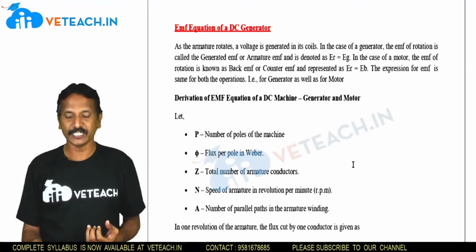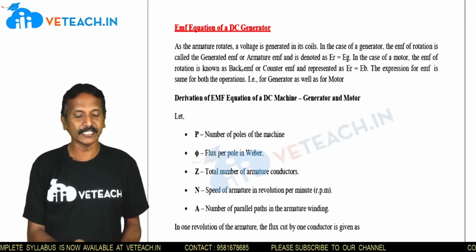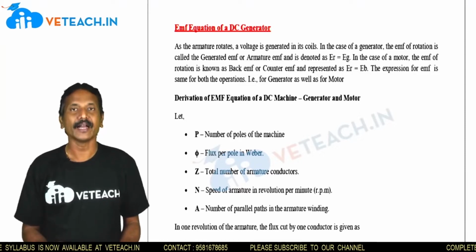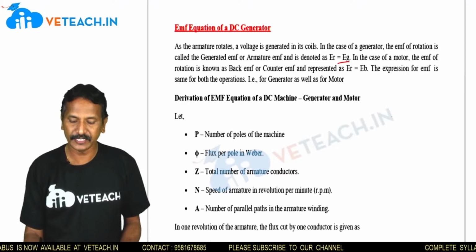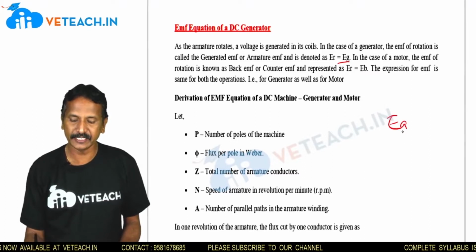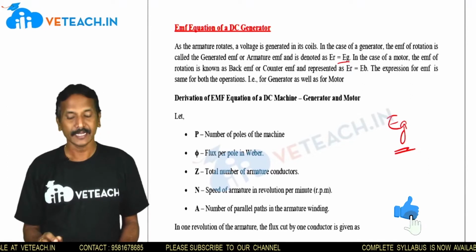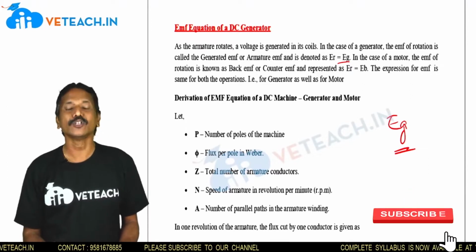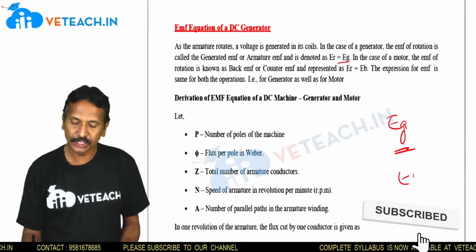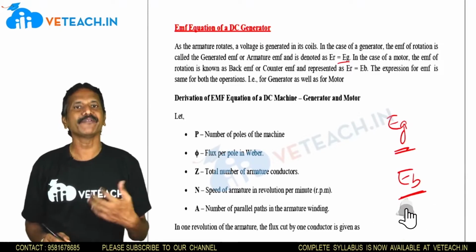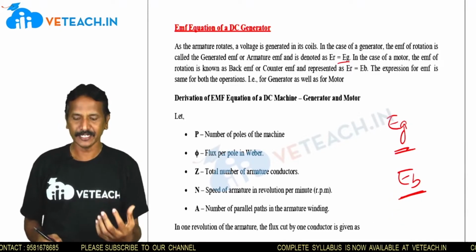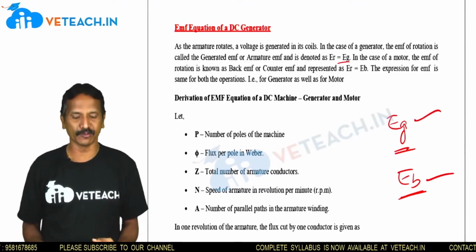In the case of a generator, the EMF of rotation is called the generated EMF or armature EMF, and it is denoted by the letter E suffix G. E suffix G is nothing but the generated EMF. In the case of a motor, the EMF of rotation is known as back EMF, and it is denoted by the letter EB. Back EMF is EB, whereas for the generator it is EG. These are the two differences you have to keep in mind.